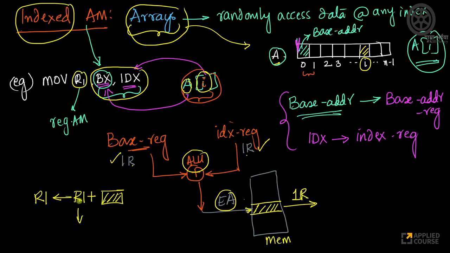Here what do you have? You have one register read here. Finally, you have a write to the register. This is how indexed addressing modes actually work. Very simple concept. Remember, here we want to randomly access any element in the array, right?